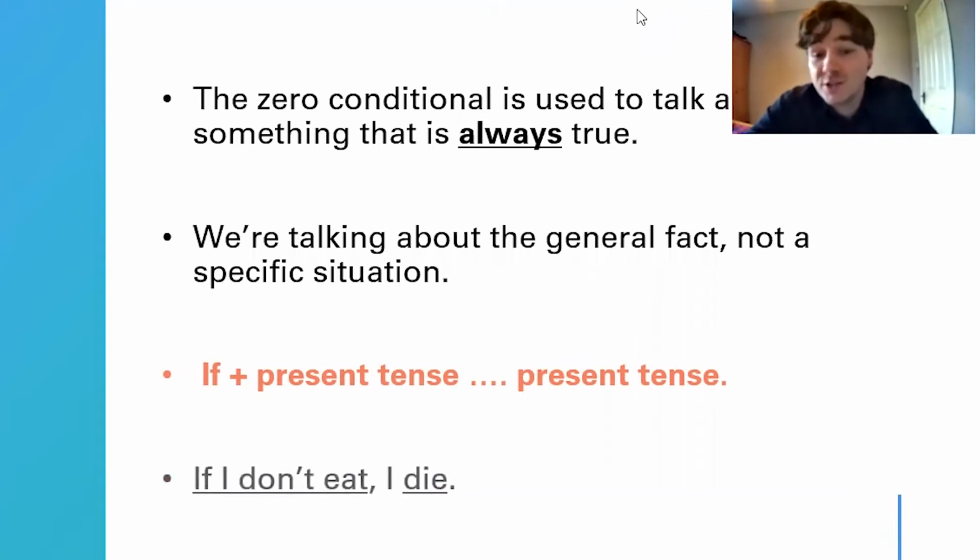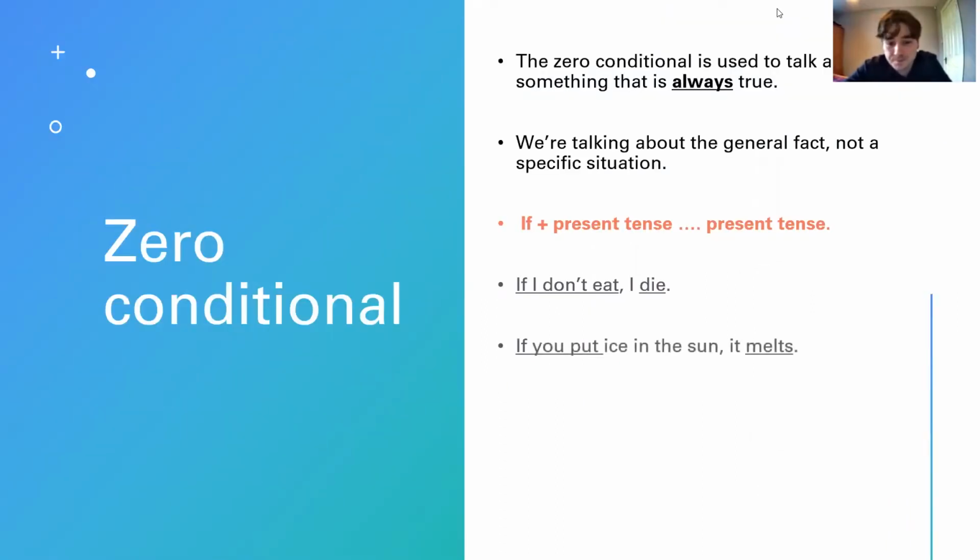For example, if I don't eat, I die. This is true, and I'm not talking about a specific time. I'm just talking about all the time. It's general. If I don't eat, I die. If you put ice in the sun, it melts. Always. Here I have, if you put, present tense, it melts, present tense.